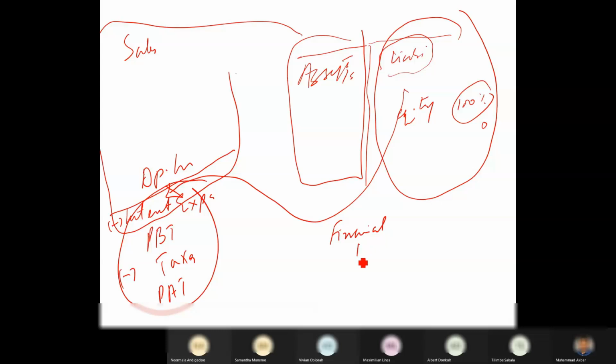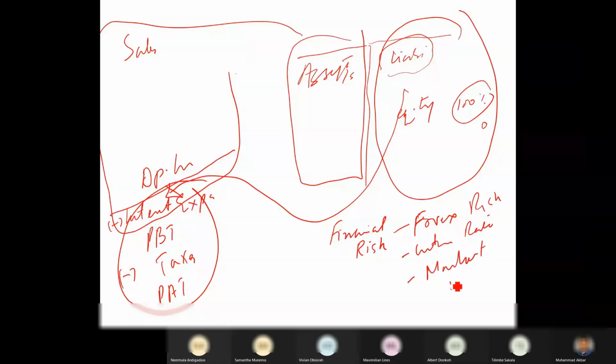And because our companies will not be purely domestic, they will have currency risk exposure. So we will have forex risk. Okay. We will also have interest rate risk. Okay. We will also have market risk. So these are all, and there will also be credit risk.